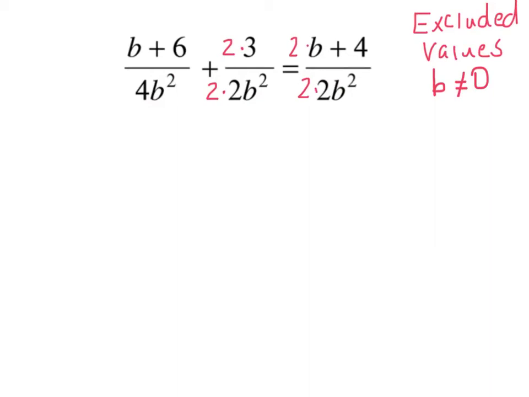So if I'm multiplying 2 to the top of this fraction, and it has more than just one term in it, is it okay just to multiply the 2 by the first term in that fraction? Absolutely not. We've got to distribute the 2, multiply 2 by both terms. So let's remember to do that.